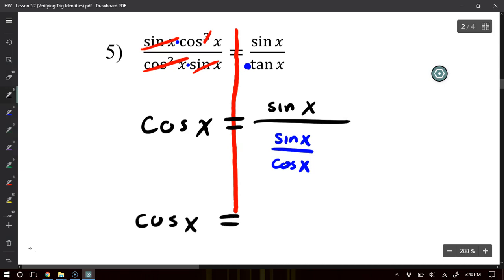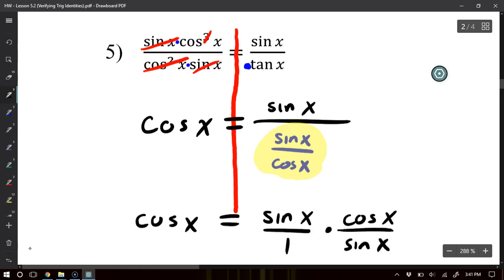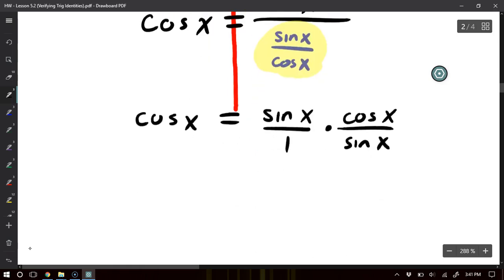And again, notice I am dividing by a fraction. There's another repetitive theme we've seen from the previous video: dividing by a fraction means I'm going to flip the denominator and multiply. So I'm going to multiply sine of x by cosine x over sine of x. And if it makes you feel better to put the sine of x over 1, go ahead. And so my left-hand side is great. I kept it as cosine of x. It's simple.